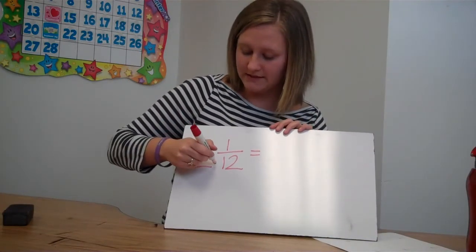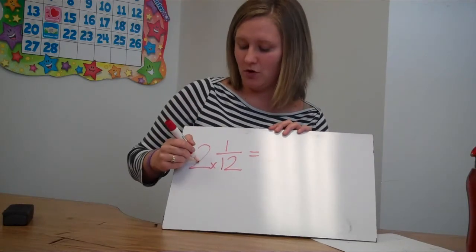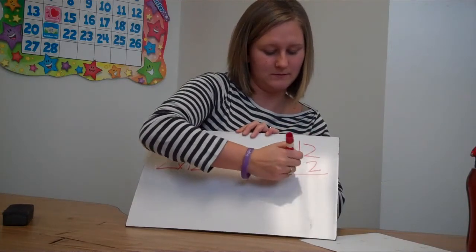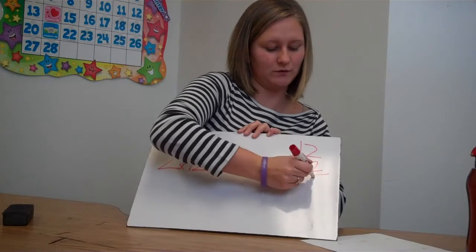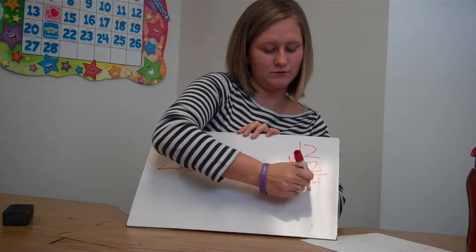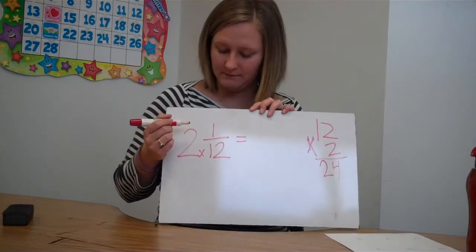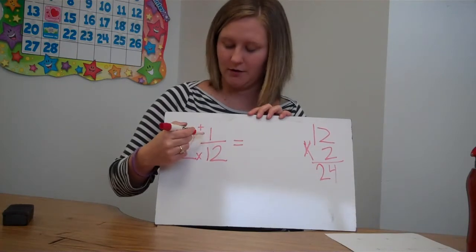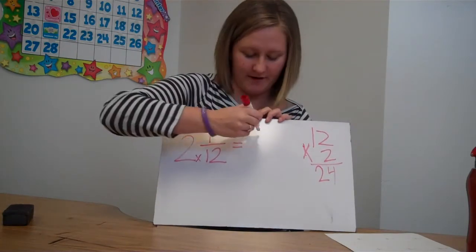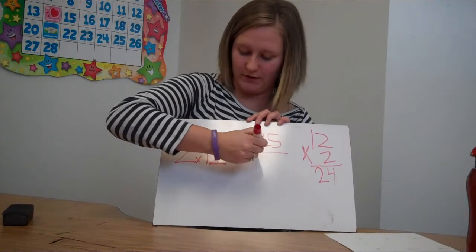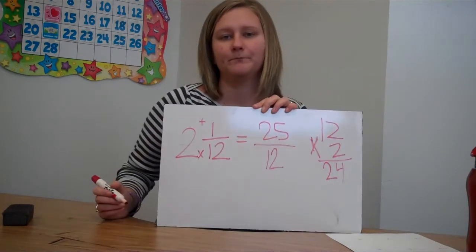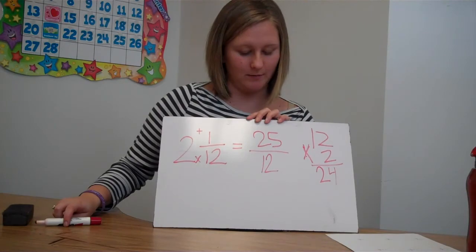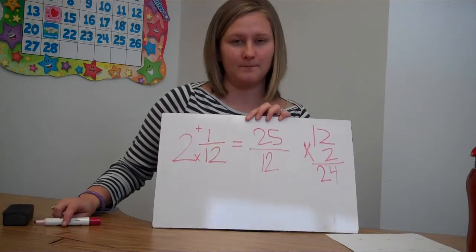The very first thing that I do is I do 2 times 12. I do the whole number times the denominator. If I don't know that, I can do it off to the side. 2 times 2 is 4. 2 times 1 is 2. I should get 24. Okay? So 2 times 12 is 24. Then I add my numerator. So 24 plus 1 is 25. So it would be 25 over 12. Okay, 25 over 12. That would be your improper fraction for 2 and 1/12.